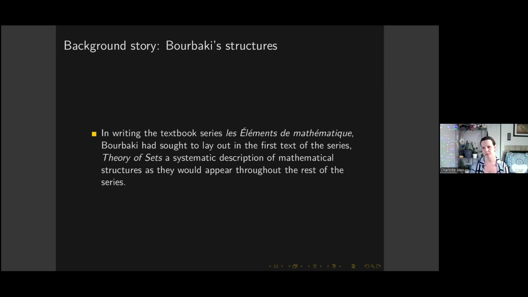So you would learn this abstract definition of structure, and then you would take it with you throughout the rest of the textbooks. And every time you encountered a group or a topological space or a graph or whatever, you would say, this is some kind of structure. It's just some kind of structure. And you would already know a bunch of basic facts about such things.